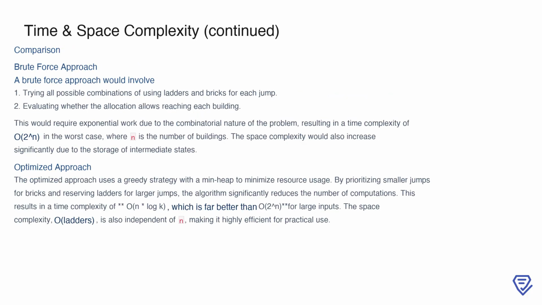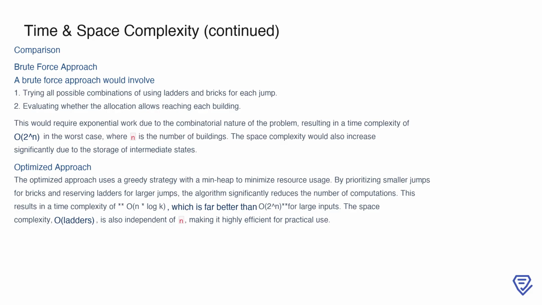Let's compare this optimized approach to a brute force solution. A naive method would try every possible way to allocate ladders and bricks for each jump, evaluating all combinations to determine whether it's possible to reach the furthest building. This approach is highly inefficient because it explores all possible subsets of decisions, leading to a time complexity of O(2^n), where n is the number of buildings. The space complexity would also be high due to the need to store intermediate states.